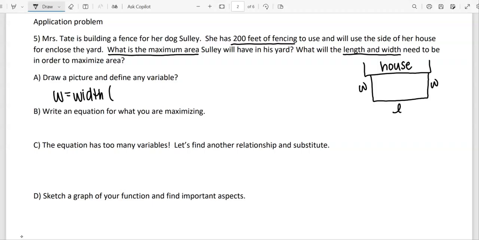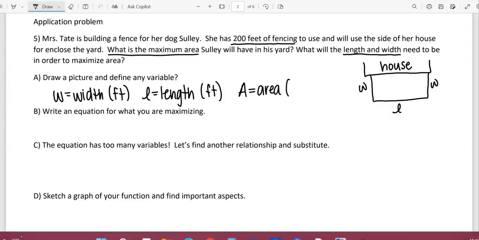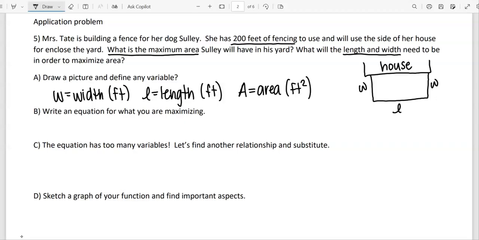What's the units for width? Feet, okay. L is equal to length, and what's the units for length? Feet. Give me another variable we have in this problem that's not in our picture. Area, big A, is equal to area. And what's the units for area? Feet squared. Because you're multiplying feet by feet, and feet times feet is feet squared. Good.